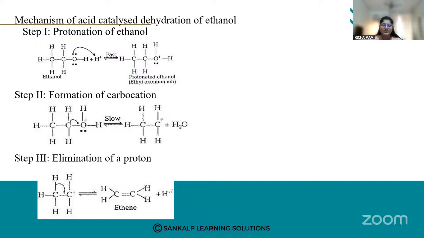Then we have seen the oxidation and dehydrogenation reactions. Oxidation means addition of oxygen; dehydrogenation means removal of hydrogen. We have seen the oxidation of primary, secondary, and tertiary alcohols. Primary alcohols, when oxidized, give aldehyde first, and on further oxidation give carboxylic acid. Secondary alcohols on oxidation give ketone.